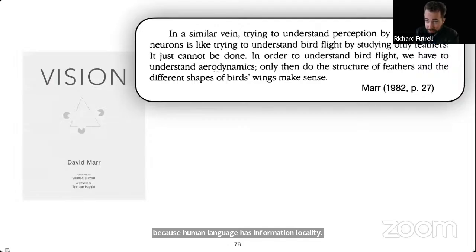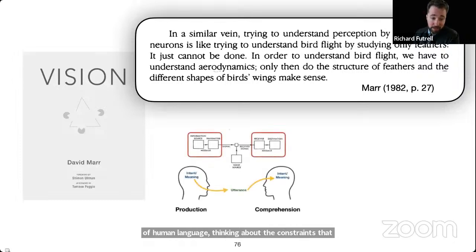So, concluding, we took a functional view of human language, thinking about the constraints that language is operating under. We thought about constraints in basically real-time production and comprehension.